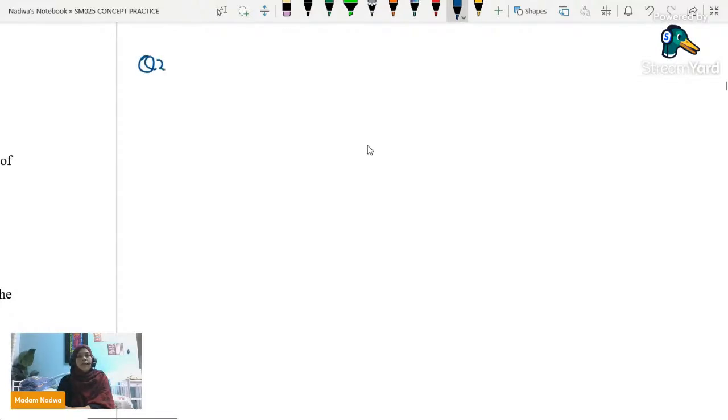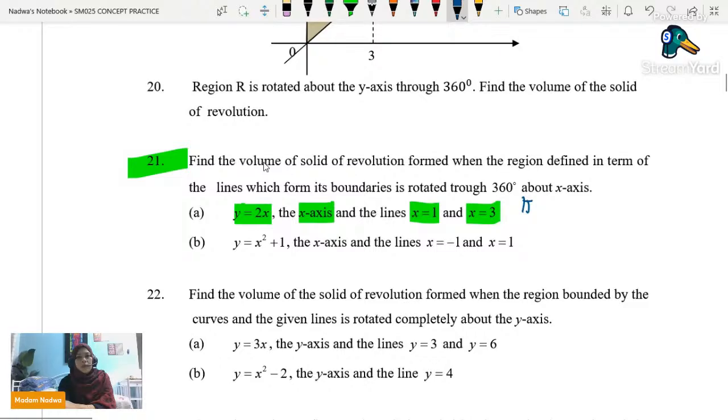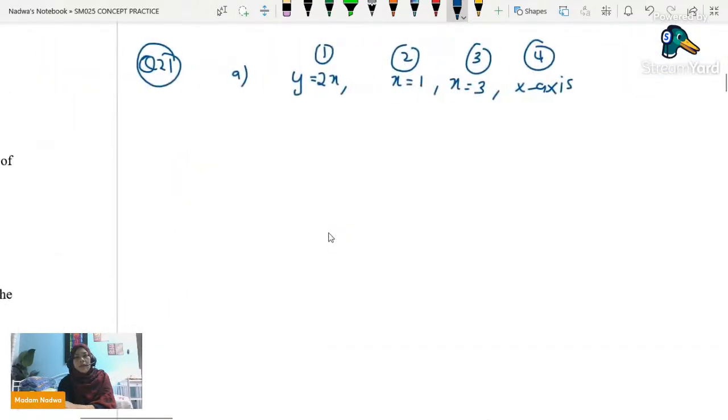Okay, question 21. Information yang dia bagi tadi, A, dia bagi Y equals to 2X. And then X equals to 1. And then X equals to 3. And then X exists. Okay, saya rasa betul dah 4 information ni. 1, 2, 3, 4. Jom kita check balik dengan soalan 21. X exists, Y sama dengan 2X, X sama dengan 1, X sama dengan 3. Okay, now we have to sketch the graph.